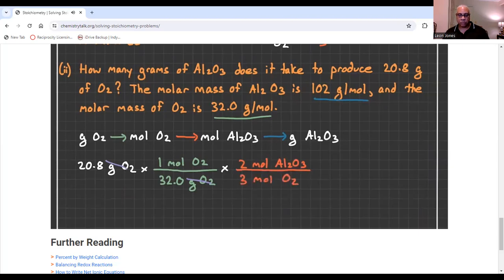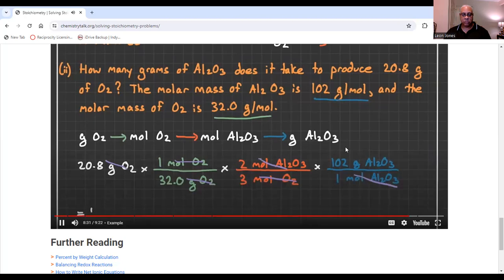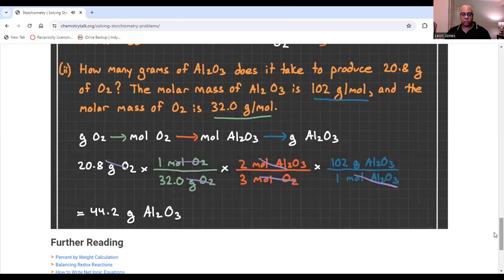Now, we can write out our work. We start with 20.8 grams of O2, multiply that by the molar mass of O2 gas. Our units cancel, and we're left with moles of O2, which we can convert to moles of aluminum oxide using our mole ratio. Now, we have moles of aluminum oxide, and as our last step, we convert that to grams using its molar mass. Those units cancel, and we're left with 44.2 grams of aluminum oxide needed to produce 20.8 grams of O2.